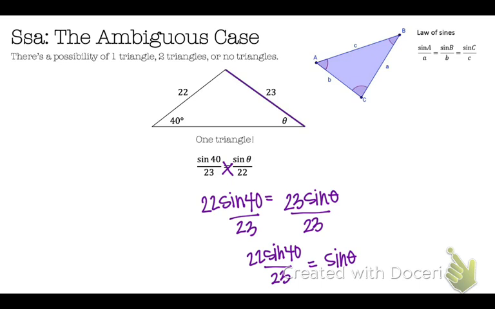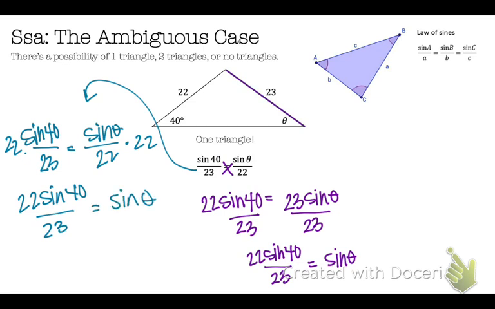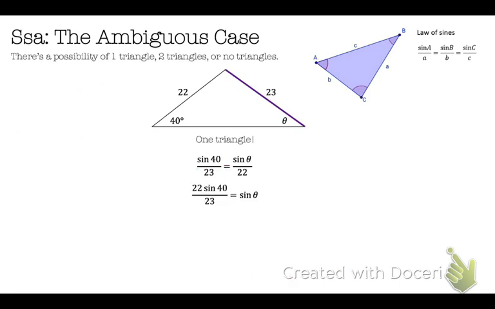The other way to think about this problem, which I don't know which one you guys like more, so I just do it both ways: sine of 40 over 23 equals sine of theta over 22. Well, this is what we're trying to get alone, right? The sine of theta. So if I just multiply both sides by 22, we get the same thing: 22 sine of 40 over 23 equals sine of theta. I don't care which way you think about it. So then we end up with this.